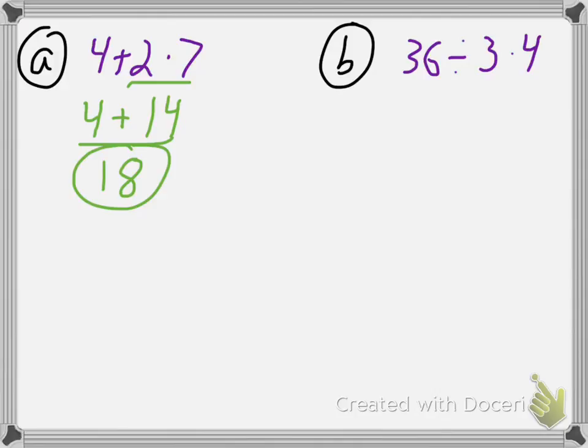For letter B, I have 36 divided by 3, and then this should be, it didn't turn out very well, this should be times 4. It's kind of hard to see. Times 4. There we go. Okay.